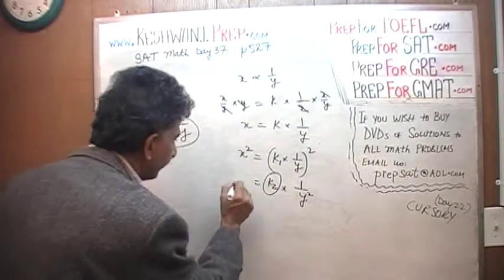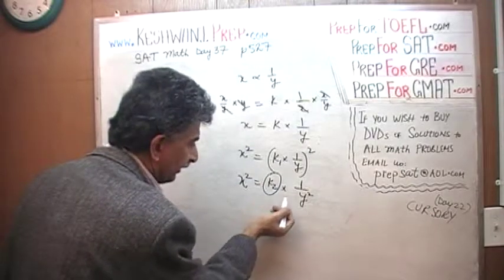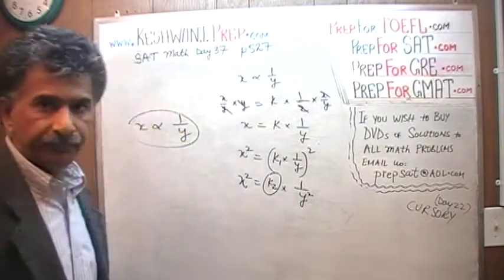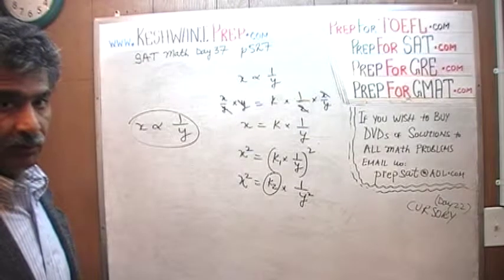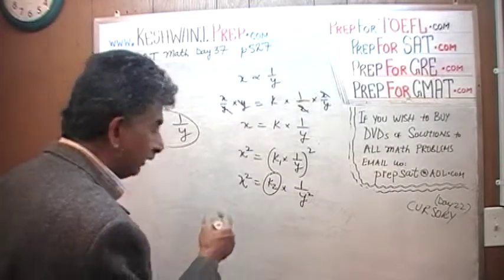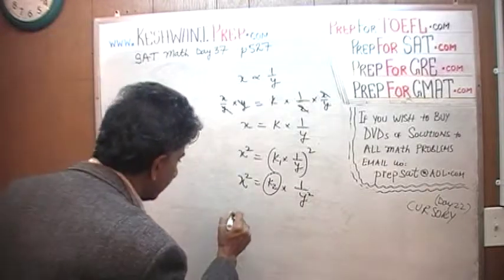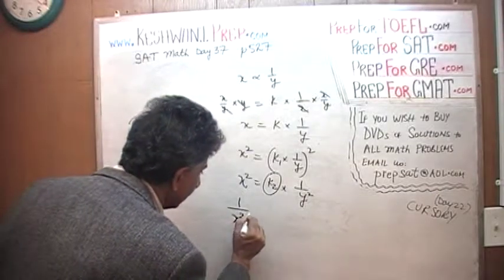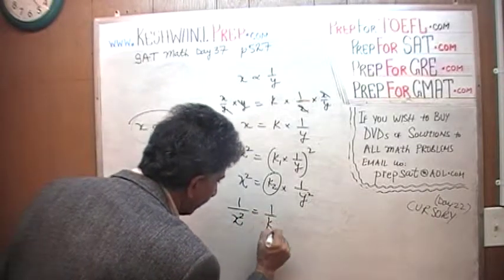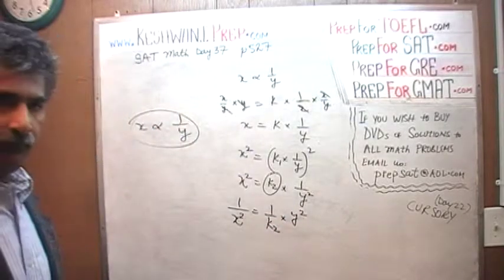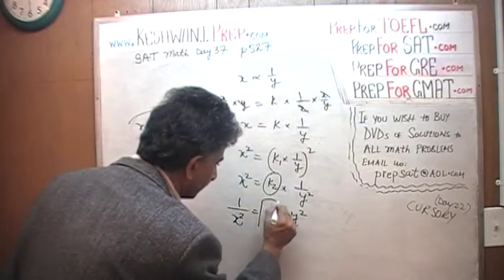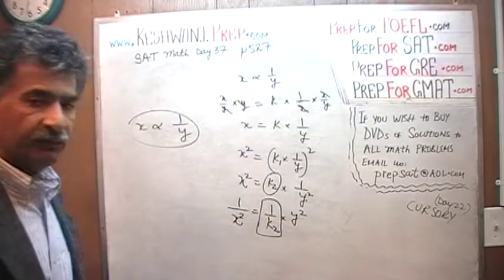So this tells us that x squared equals some constant times 1 over y squared. We are interested in 1 over x squared, so we have to take the reciprocal of the whole thing. If you take 1 over x squared here, this will become 1 over k2, and this will become y squared. And this is again some constant number.